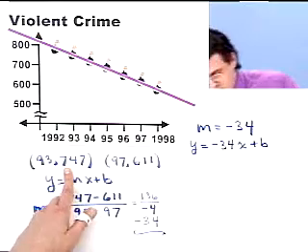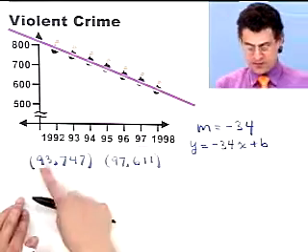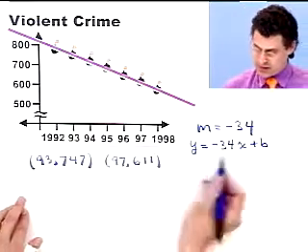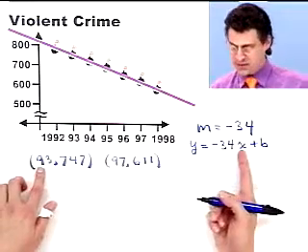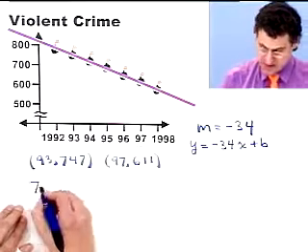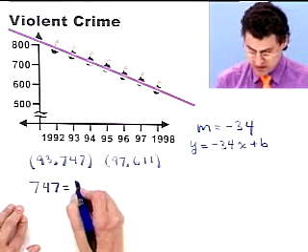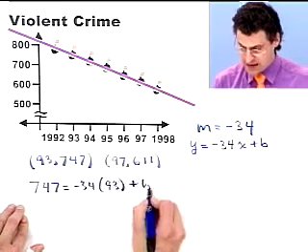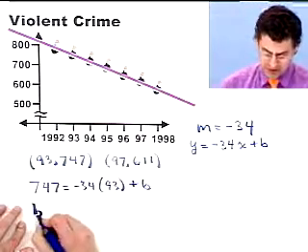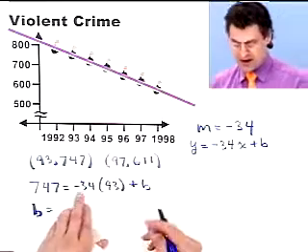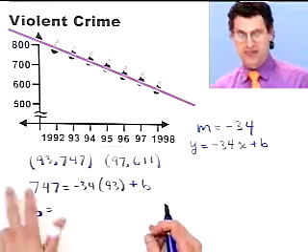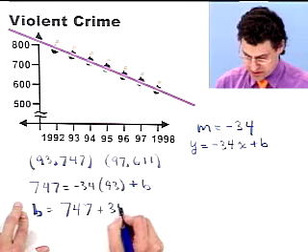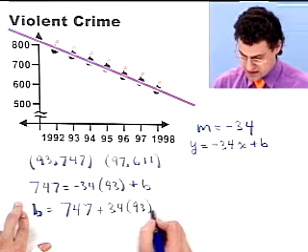I'm going to plug in this point. You could have used the other point, by the way, and you get the exact same answer, but I'm going to plug this one in. So for x, I put in 93, and for y, I put in 747, which will equal minus 34 times 93 plus b. So what does b equal? If I add 34 times 93 to both sides, I see 747 plus 34 times 93. And what is that?